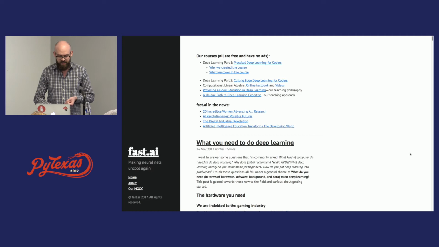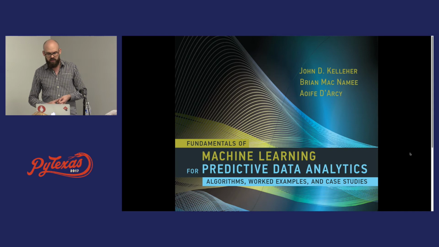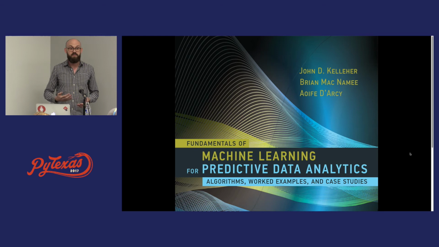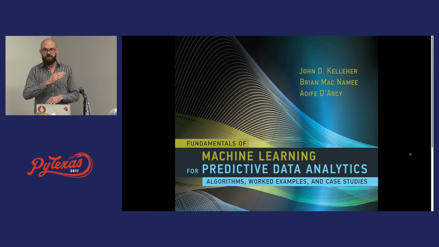Another thing that I've really enjoyed is this book, Fundamentals of Machine Learning for Predictive Data Analytics. This is a book that has a whole collection of machine learning algorithms grouped by the type of algorithm that they are. So the example we just ran through is what's called error-based learning, because we looked at how far the line was from the data. That was a measure of the error, and we tried to reduce the error.